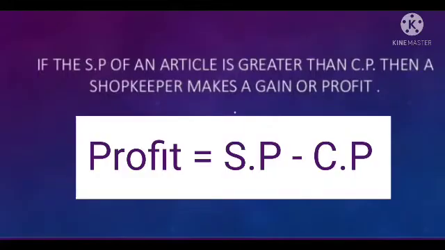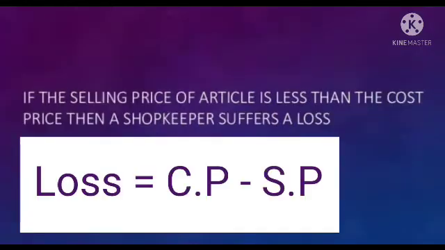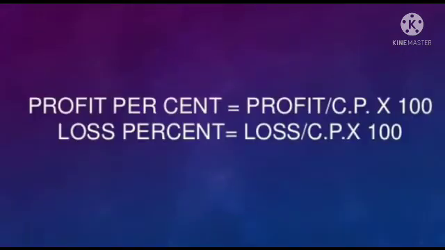If the selling price of an article is greater than the cost price, then a shopkeeper makes a gain or a profit. Profit is equal to selling price minus the cost price. If the selling price of an article is less than the cost price, then the shopkeeper suffers a loss. Loss is equal to CP minus SP. Profit per cent is equal to profit upon CP multiplied by 100. Loss per cent is equal to loss upon CP multiplied by 100.